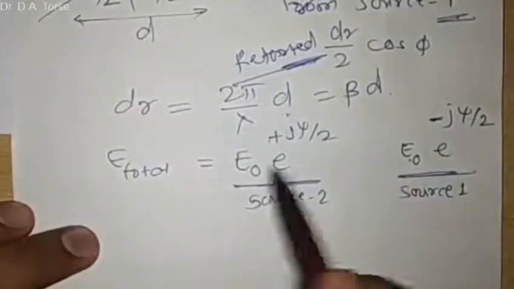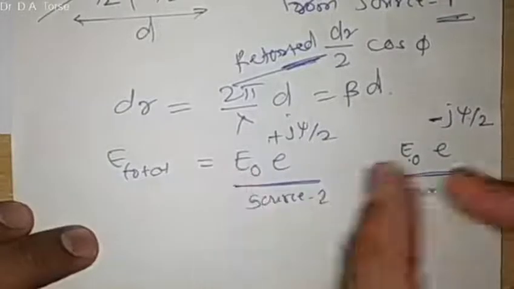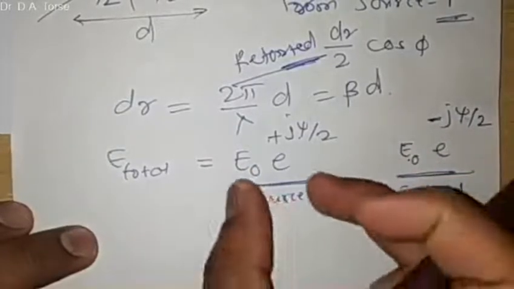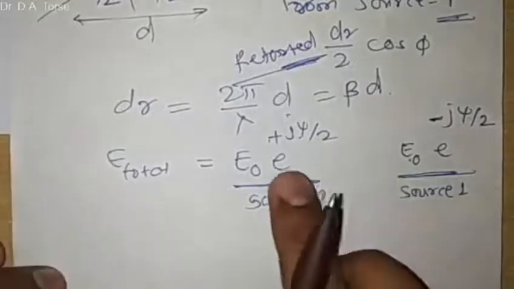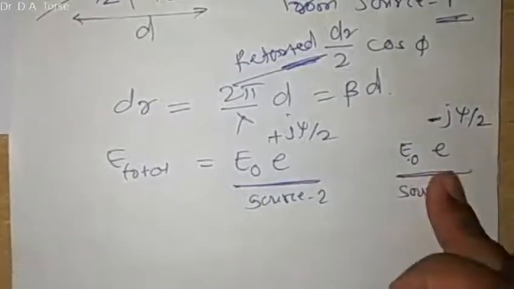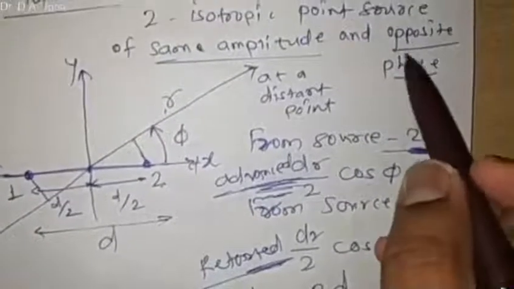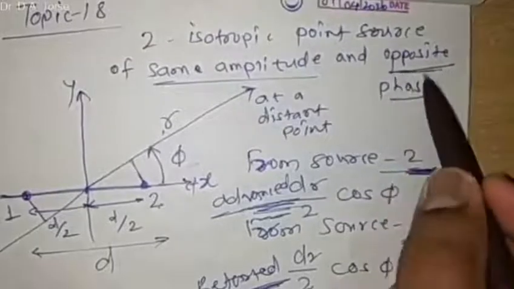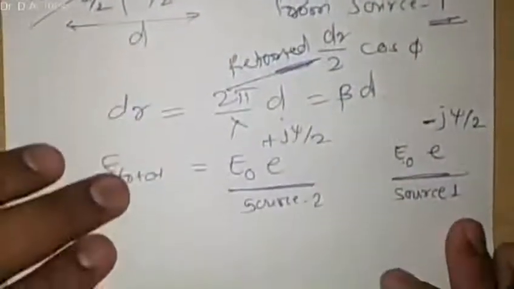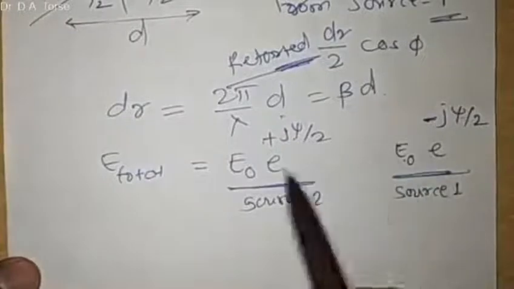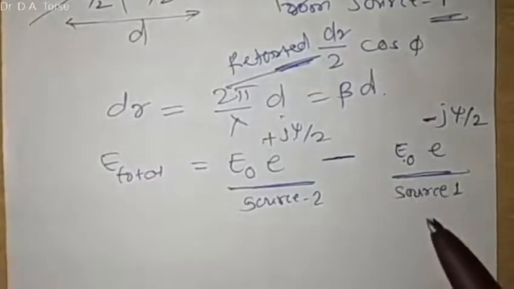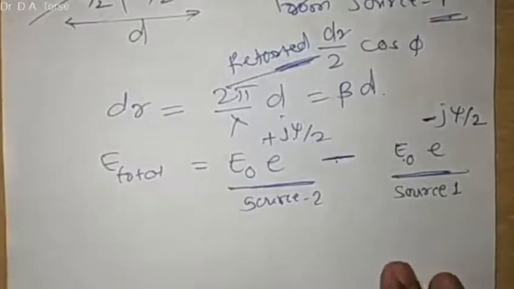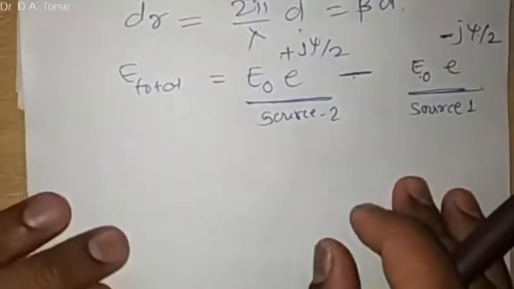Now the big question is, when we are finding the total field, in the previous case you might have seen we had a plus sign here. That is because both these sources had the same phase. But now we have two sources with opposite phase. Opposite phase indicates that these two terms will not be added now, but they will be represented by a minus sign. And this minus sign brings a change in the further steps of the derivation.